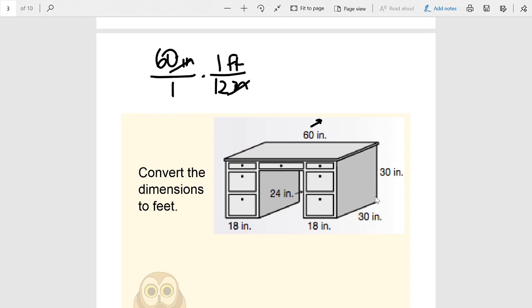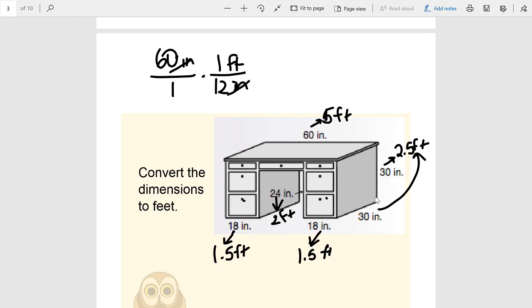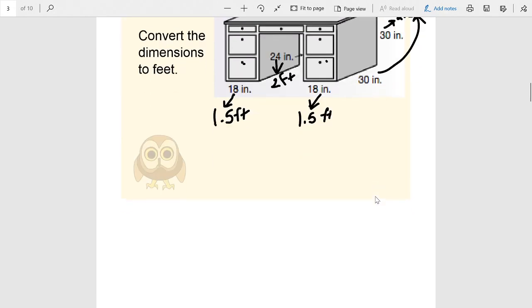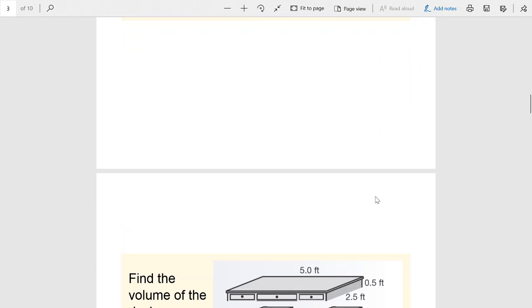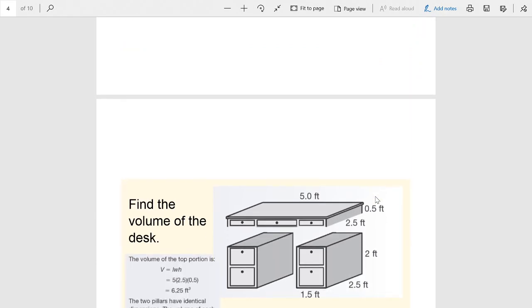So in this case, we would be getting 5 feet. All right, another easy one, 24 inches is 2 feet. 18 inches is going to be 1.5 feet. Same over here. And you notice that both of these pillars that are holding up the desk are the same shape, exact same shape. Finally we get 30 inches, which is 2.5 feet, for both of them. This just helps us work with some smaller numbers, and since we want the volume and surface area in feet, let's start by changing them to feet.